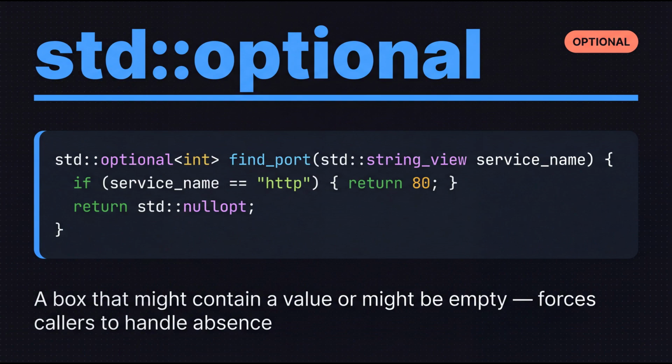Think of optional as a box that might contain a value or might be empty. The caller must check before accessing the contents. You can use has_value, the Boolean conversion, or value_or with a default. Optional is the right choice when not found or not available is a normal expected outcome, and you don't need to explain why.